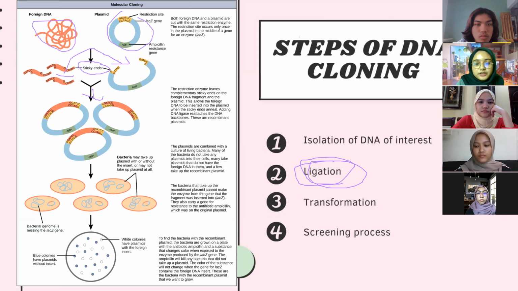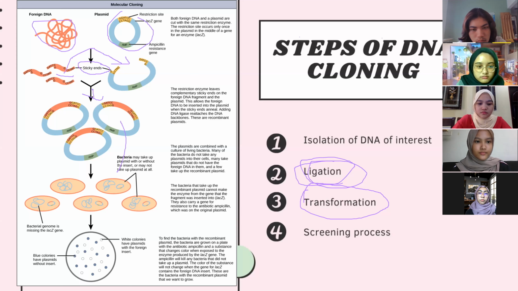This recombinant plasmid will be mixed with DNA ligase, and the DNA ligase will reattach the DNA backbones, so that it produces a recombinant plasmid. Okay, the third step of cloning is called transformation. In this step, the recombinant plasmid is inserted into a host cell. Normally the host cell would be a bacteria or some other organism that can allow it to grow.